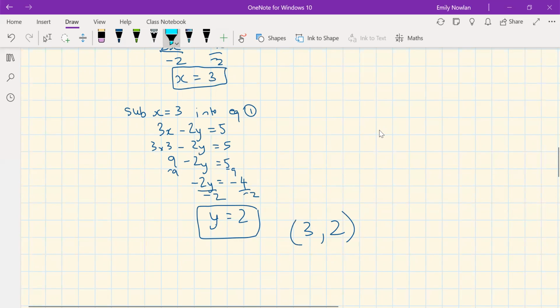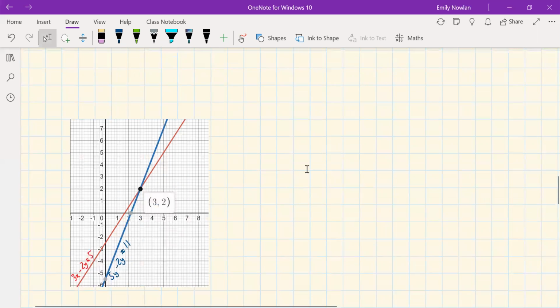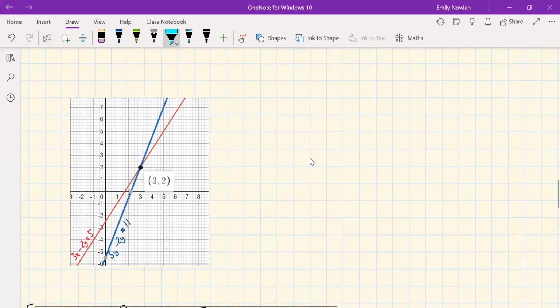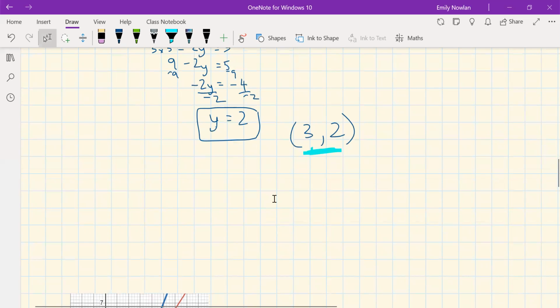Now, if I've done this correctly, if I draw those lines, equation 1 and equation 2, they should cross at 3, 2. So let's see, I've drawn them. Here they are. And look, they cross at 3, 2. Excellent. It's the same answer as we got before.